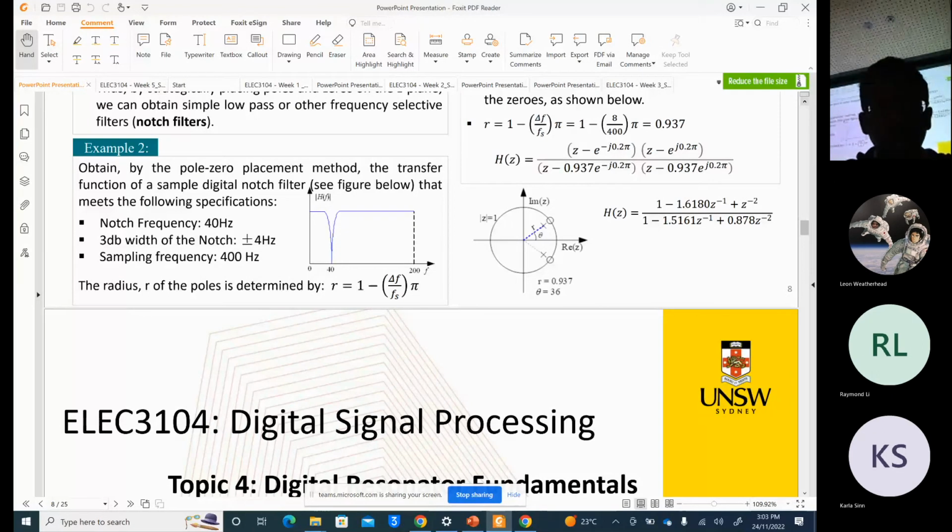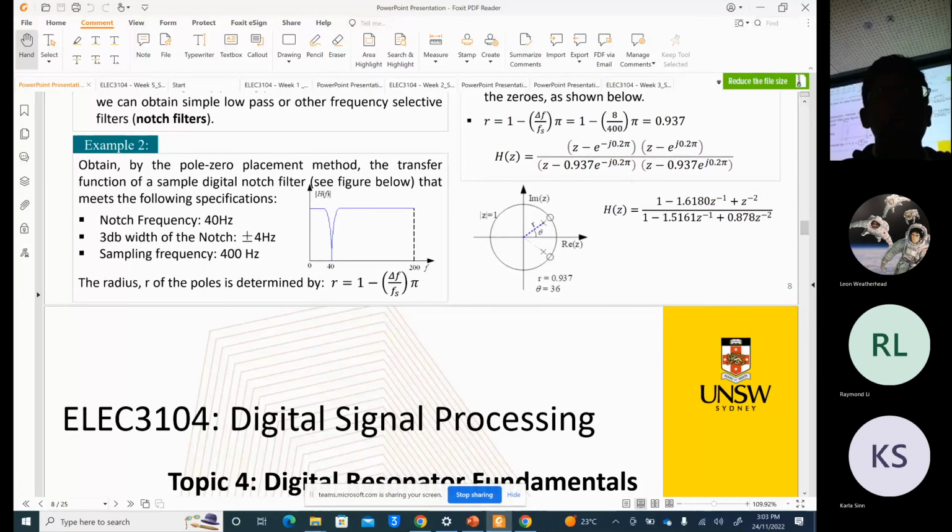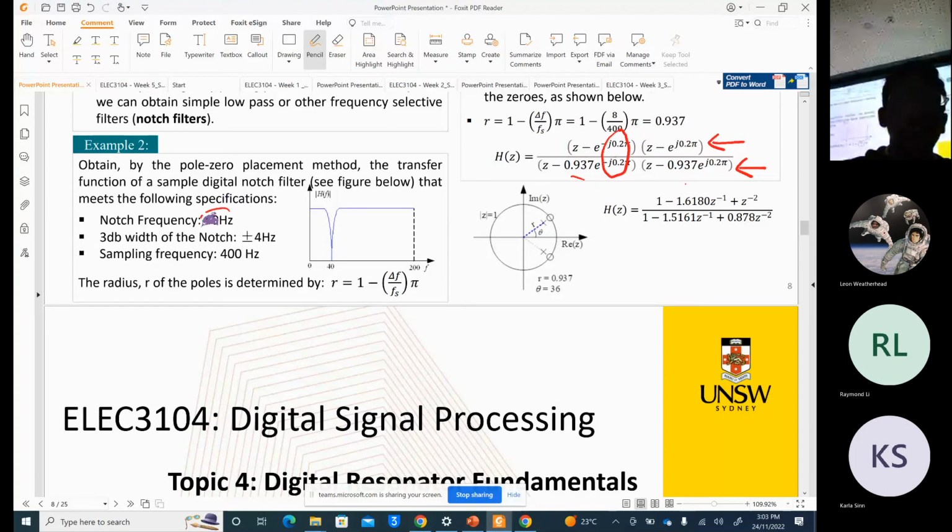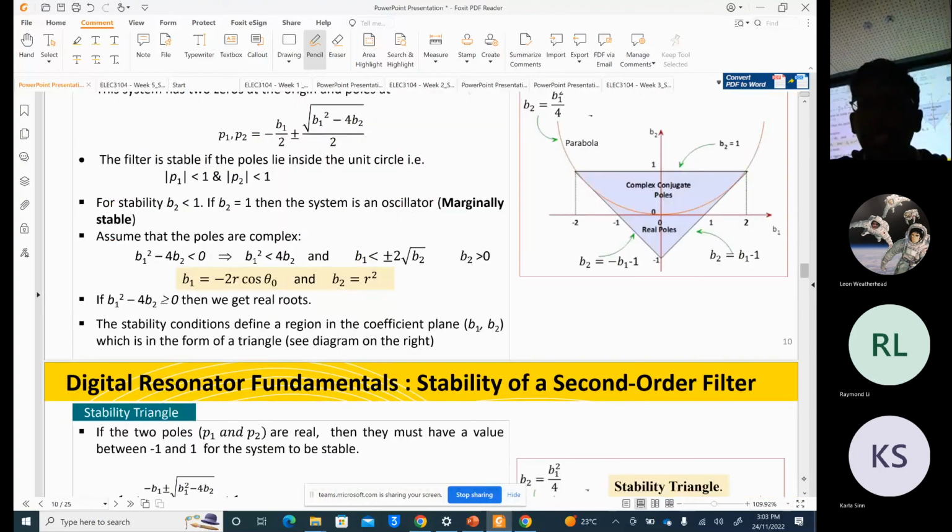With this R, you can write the difference equation. After you find these poles and zeros, you can write the transfer function. This is easy. So here, these are the zeros, and these are the poles. This is 0, 0, and these are the poles, and you need the pole radius. Both angles are the same, 0.2. And you calculate the angle using this merge frequency. So that's about this notch filter and this stability triangle.